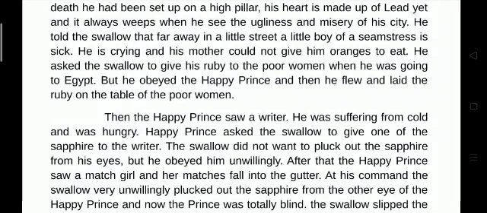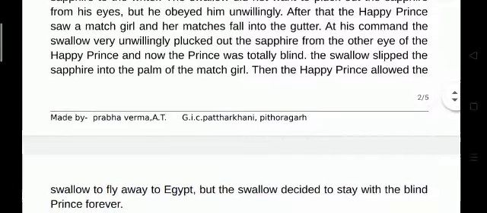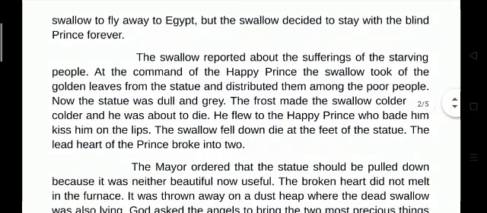At his command, the swallow very unwillingly plucked out the sapphire from the other eye of the happy prince, and now the prince was totally blind. Now both the sapphires are plucked from his eyes, so how can he see? Then what happened? The swallow slipped the sapphire into the palm of the match girl. Then the happy prince allowed the swallow to fly away to Egypt.